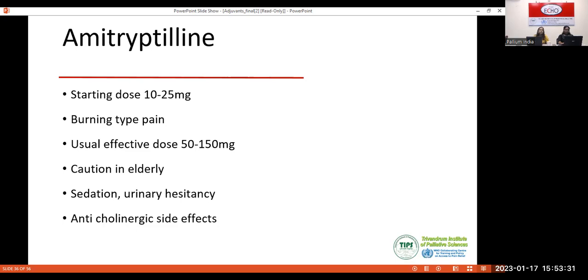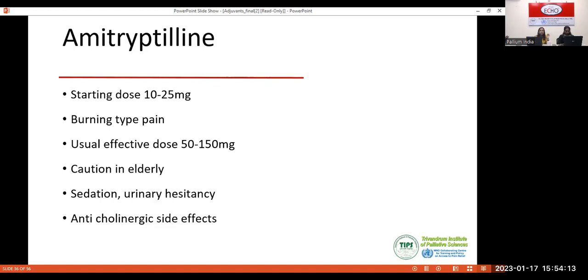It is generally used for burning type of pain. We will go up to 150 milligram, not more than that. That is the maximum dose. Why? Because it is a very sedative drug. Very few patients go beyond 50 or 75. Generally, we don't give it in elderly patients because it can cause sedation and urinary hesitancy. So it is not really recommended for very elderly patients. What you need to understand is the dose and what the side effects are. If they are drowsy, they get up in the morning to go to the toilet, they may actually have a fall if you give it to the elderly.